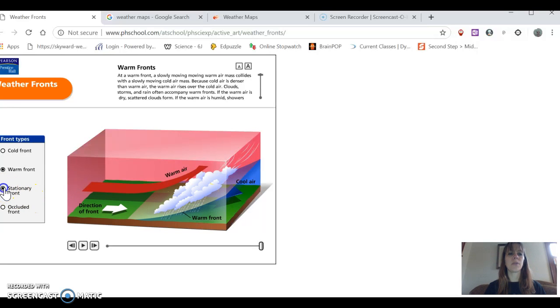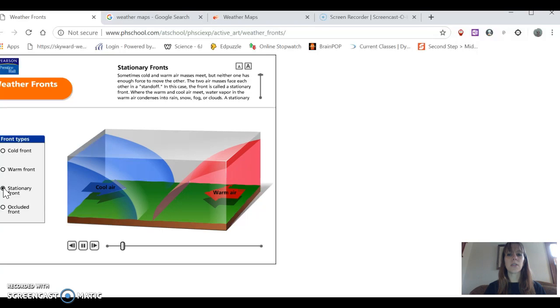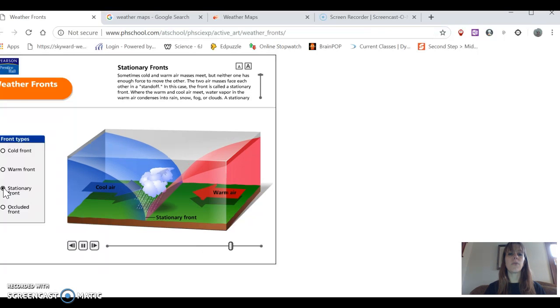The stationary front, you have two equal strength air masses pushing against each other. As the warm air pushes against the cold, lots of clouds form, and you're going to have quite a few days of rain and stormy, drizzly weather and clouds as the two air masses eventually combine.